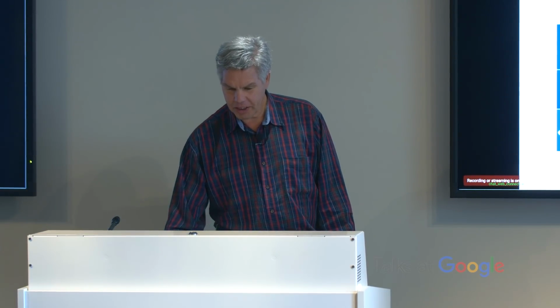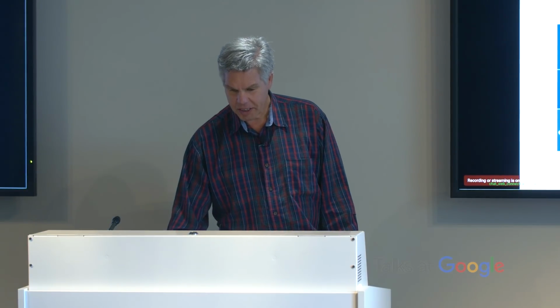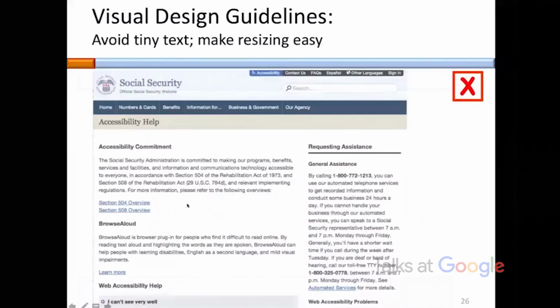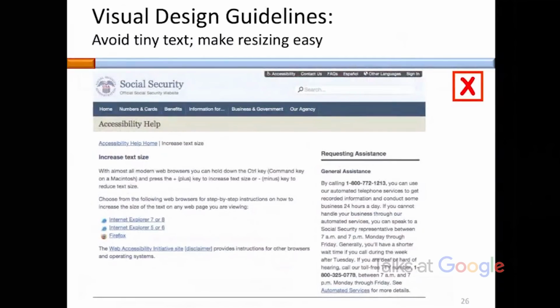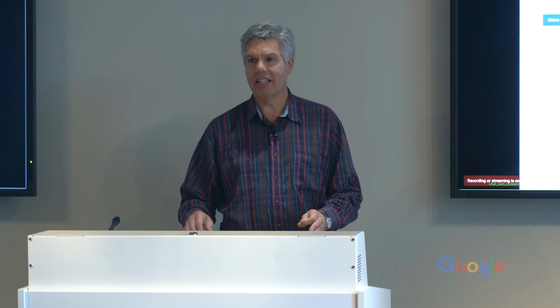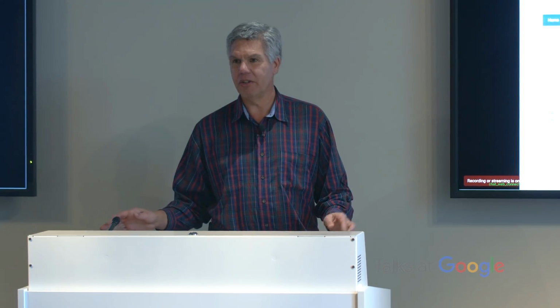So you click on accessibility, if you can find it, and then it takes you to this accessibility page, which you then scroll down, and it says, I can't see very well. As soon as you see that, if you can find it, then you click on increase text size, and you would expect that to increase the text size, but what does it do? It tells you how to increase the text size in your browser, which nobody is going to do. They're going to hit back, back, back, close the browser, and say, you know what, I didn't need to do that anyway.